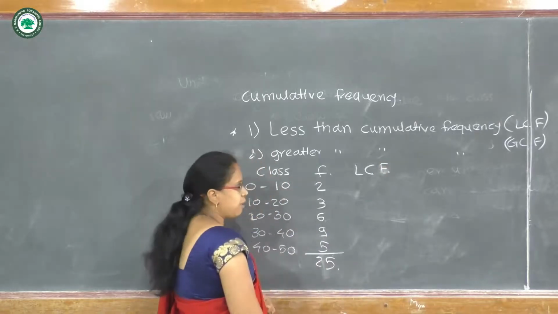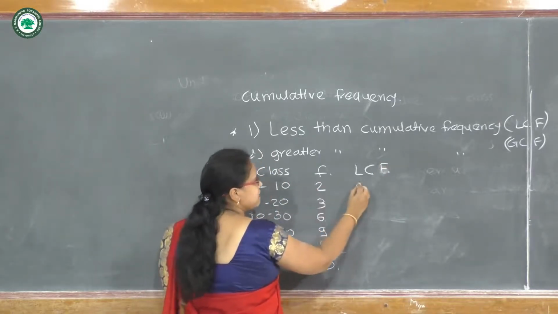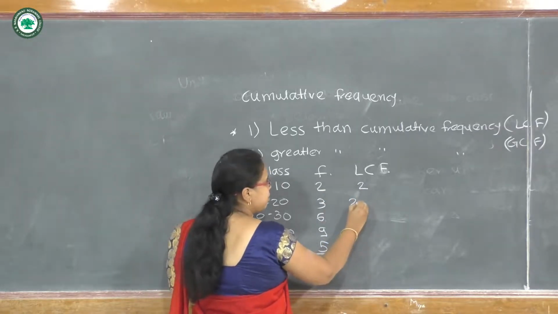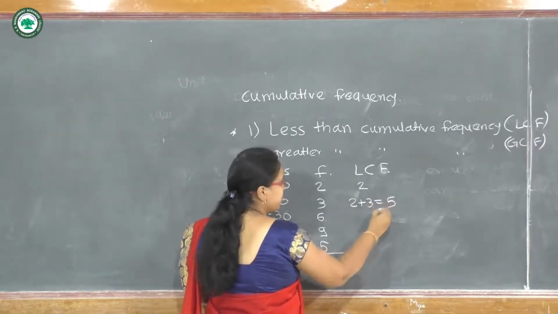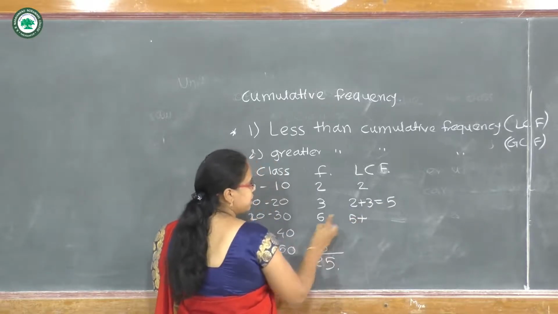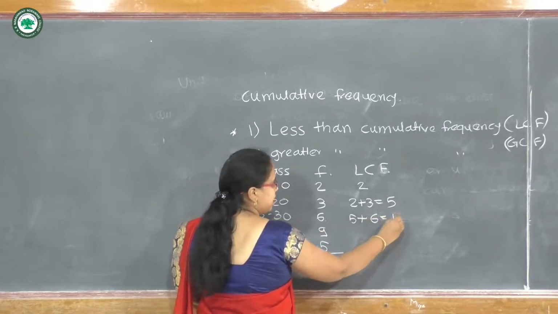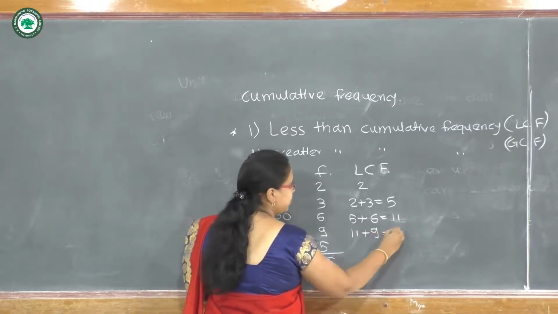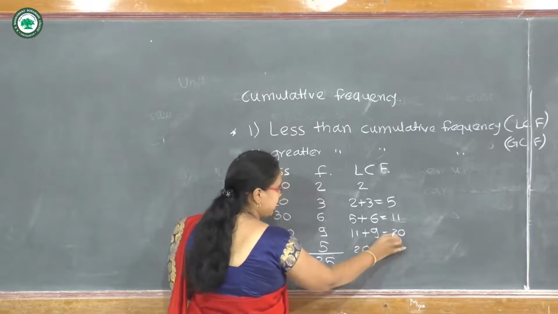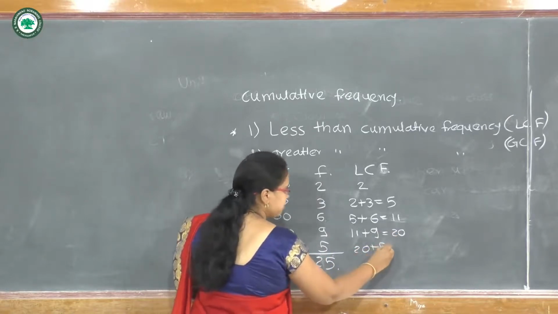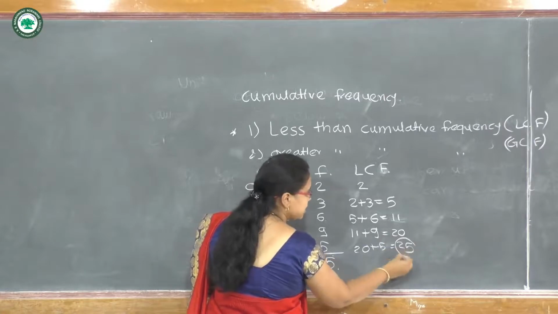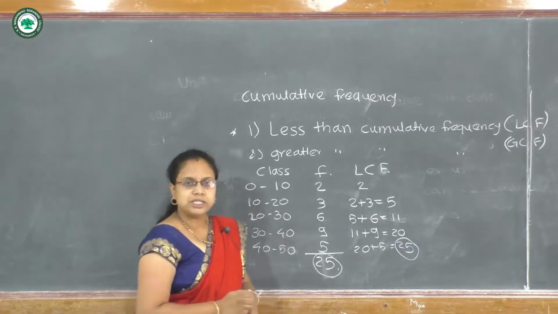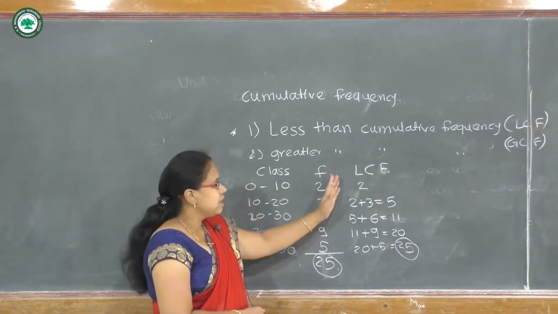LCF can be obtained by taking the first frequency as it is. So 2 we will take as it is. Then next can be obtained 2 plus 3, which is 5. Then 5 plus this 6, which is 11. Then this 11 plus this 9, so it is 20. And finally this 20 plus this 5, which is 25. So this number we can cross check with the total frequency. So in this way we can obtain LCF.